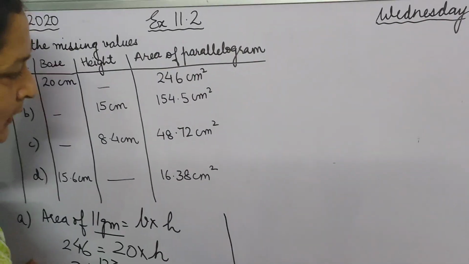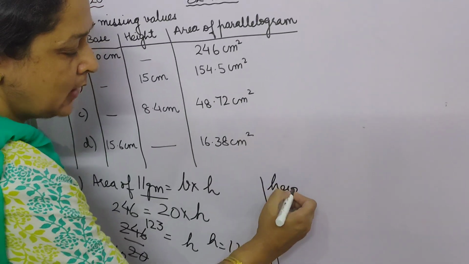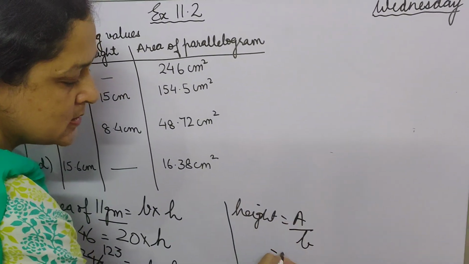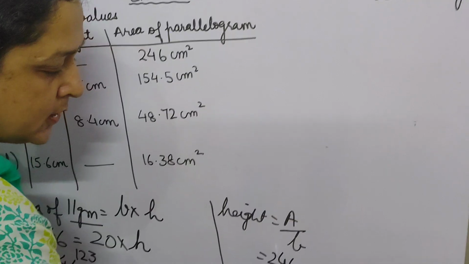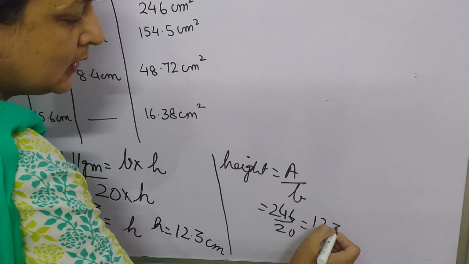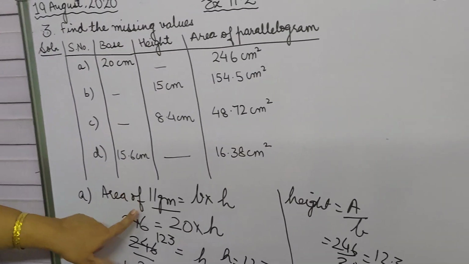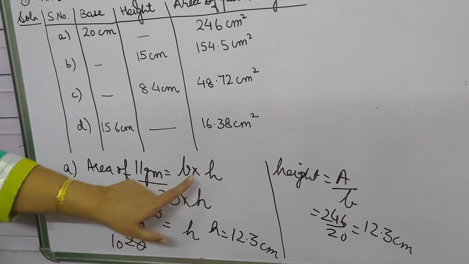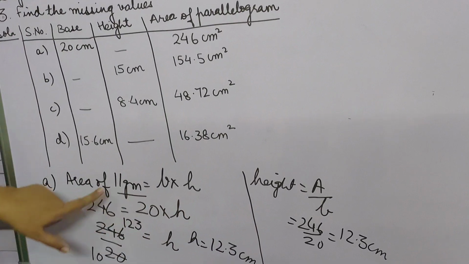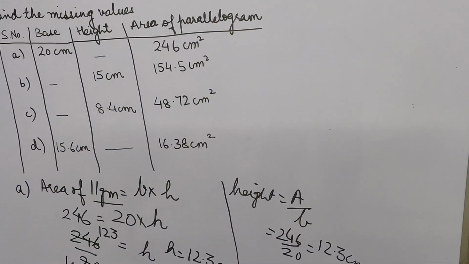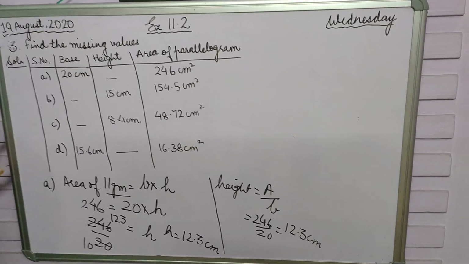Alternatively, you can directly write down that height is equal to area upon base. Then that means 246 upon 20. Again the answer will be 12.3 centimeter only. Either you can use the formula of area of parallelogram or directly after dividing you can use this way. Both the ways are correct. Now let us do second part.